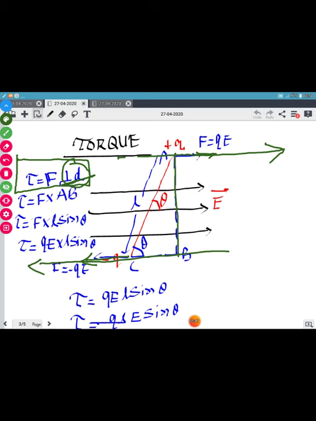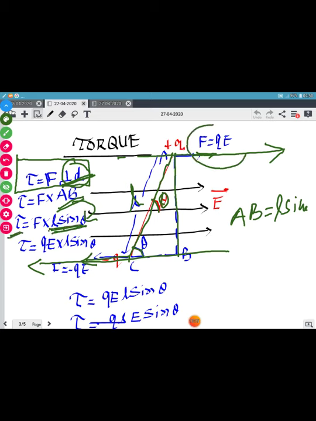If the length of this dipole, the displacement between the two charges, is L, and it makes angle theta, if this is theta then this is also theta. So what is the value of AB? AB is equal to L sine theta. Putting this in, torque becomes F into L sine theta, and F we all know is q into E. So tau is equal to qEL sine theta.